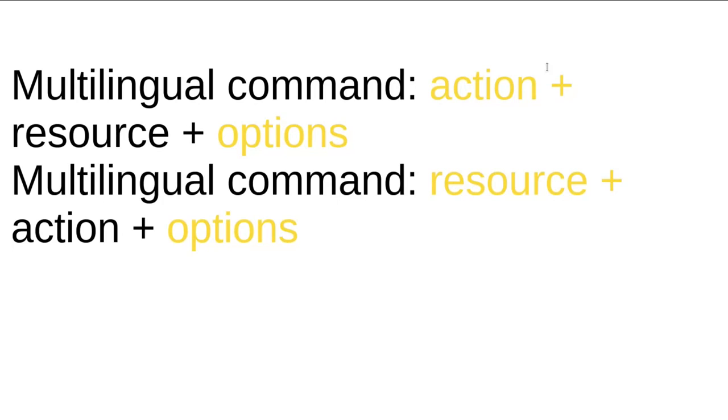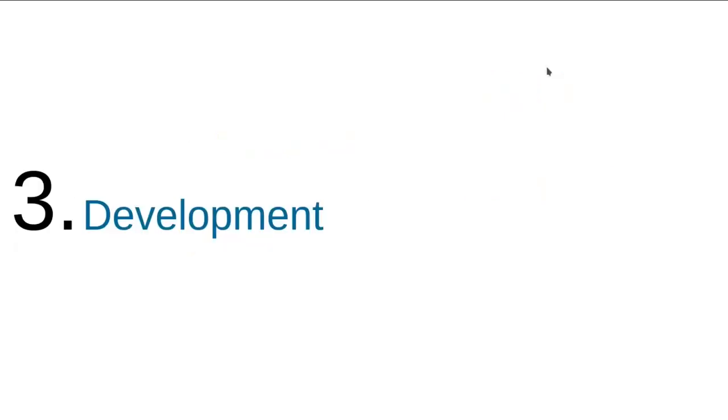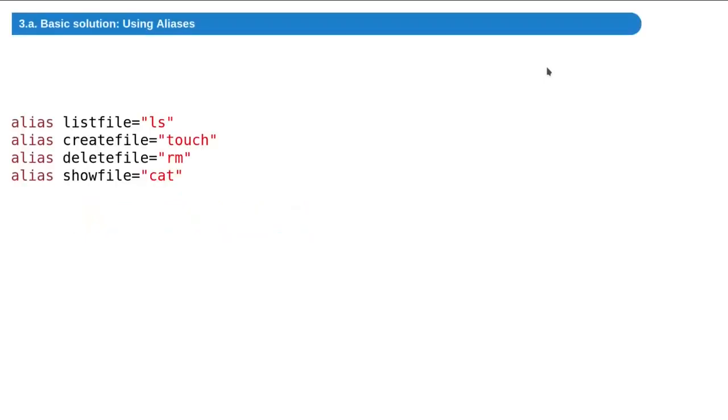With these groups in mind, we can now move on to the third part of this talk, that is the development of these ideas. Let us explore a very simple way to implement this idea. We want to implement commands as shown in figure 1, where the action verb comes first and the resource comes in the second place, and as in figure 2, where the action verb comes in the second place. The first solution is a very basic solution, and we are going to use aliases. For testing these commands, you just have to add them in your bashrc file in the home directory.